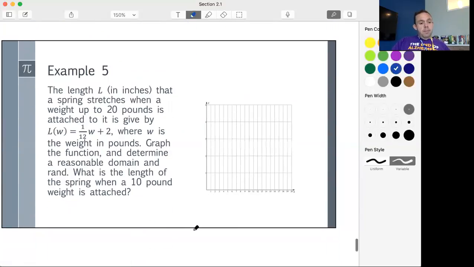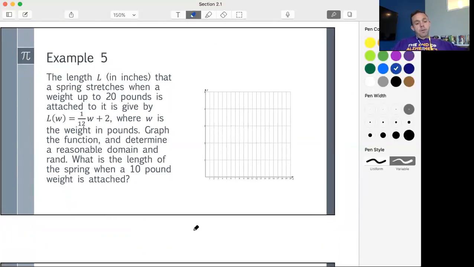All right, let's try example 5. This is kind of a word problem. The length L in inches that a spring stretches when a weight up to 20 pounds is attached to it is given by the equation L of W equals 1/12 W plus 2, where W is the weight in pounds. We're going to graph the function and then determine a reasonable domain and range. What is the length of the spring when a 10-pound weight is attached?